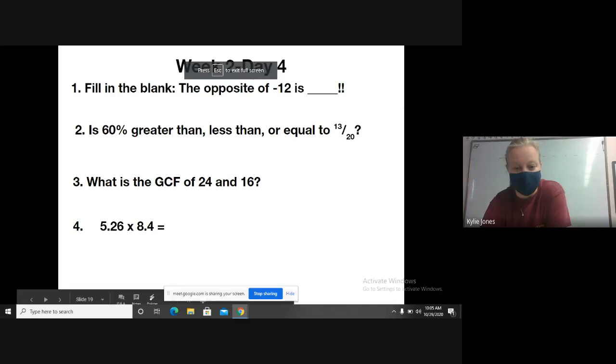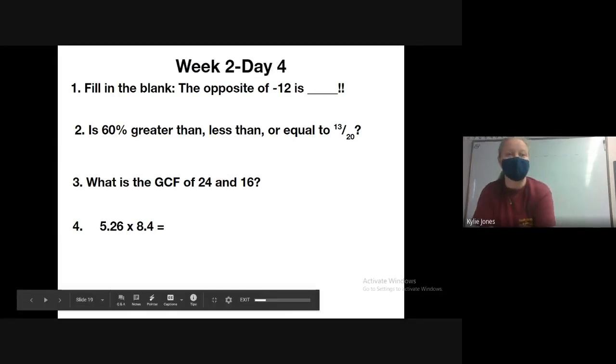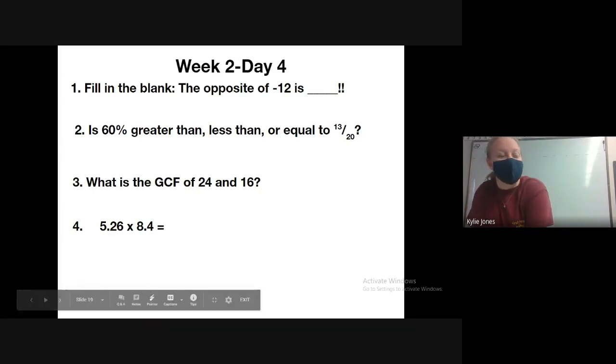Four questions today. Number one, fill in the blank. What is the opposite of negative 12? Number two, is 60% greater than, less than, or equal to 13 twentieths? Number three, what's the GCF, greatest common factor, of 24 and 16? And number four, 5 and 26 hundredths times 8 and 4 tenths.